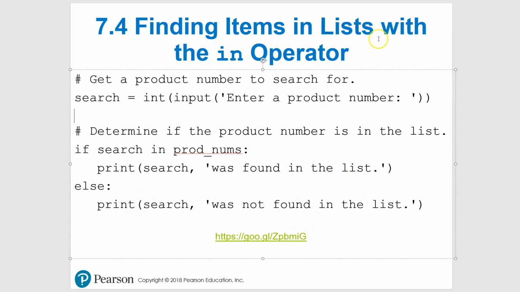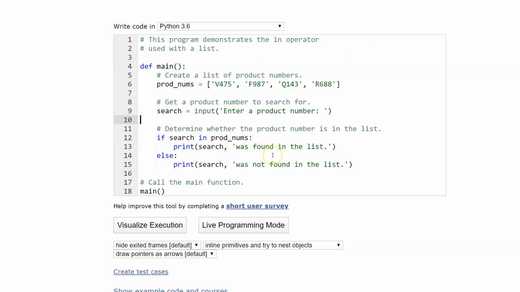So let's take a look at this link. Here we are with the code. So here is product nums or prod nums, and these are strings this time. You can see there's no int here anymore. And we're just saying, okay, go ahead, enter a product number or a string value for whatever we think these might be. It's the same kind of thing. So if search, which is right here, is in product nums, then we can say yes, it was found in the list. And you'll see there's a homework problem you have that goes right along with this.